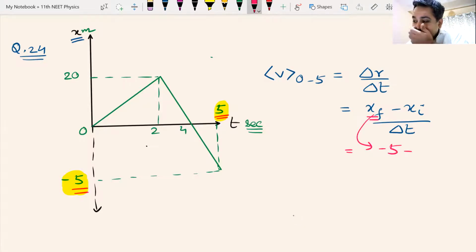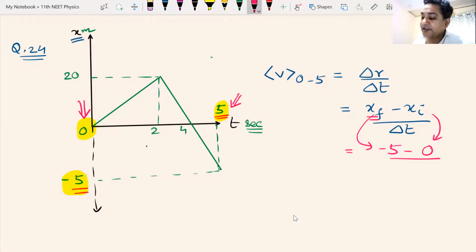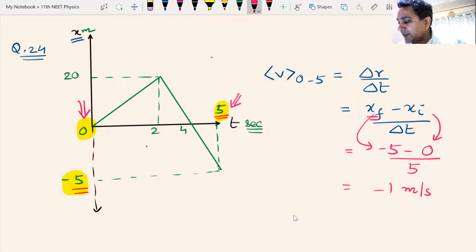Minus, what is the initial position? Look at the initial position at time t equal to 0. At time t equal to 0, where is the particle? The particle lies at the origin. The position is 0. So x initial becomes 0, divided by how much time it has taken. Time is from 0 to 5, so the total time becomes 5 seconds. So our answer becomes -1 meter per second.